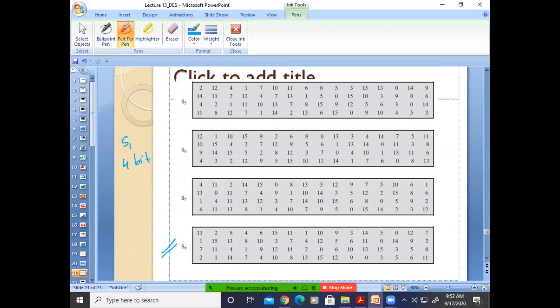S1 4 bit, S2 4 bit, etc. Total output will be 32 bits. Okay. So again, how to make these SBoxes?